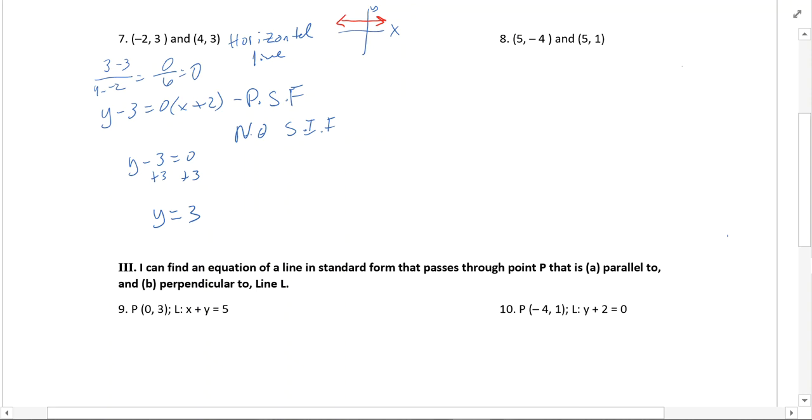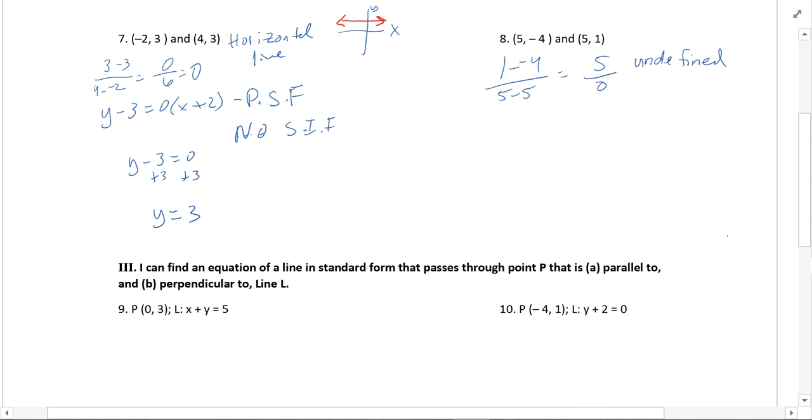So number 8, we're going to start by finding the slope. So we have 1 minus a negative 4 over 5 minus 5. And this time you'll notice the 0 is in the denominator. And we are not allowed to divide by 0. So it would be undefined.